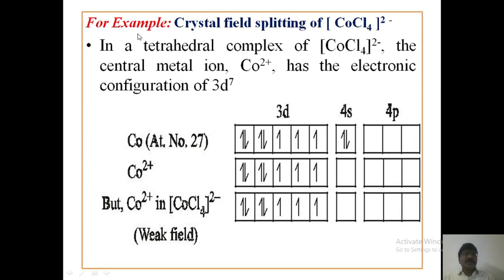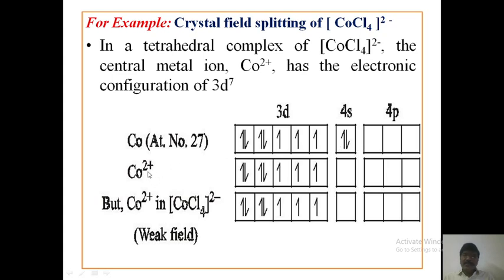Next, the example of crystal field splitting of a tetrahedral complex is the tetrachlorocobalt complex. This is a tetrahedral complex of cobalt, the central metal ion Co plus 2. What is the central metal atom in this complex? Co, cobalt 2 plus, which has the electronic configuration of 3d7 4s2. That is, first write the atomic number of cobalt, 27, 3d7 4s2.